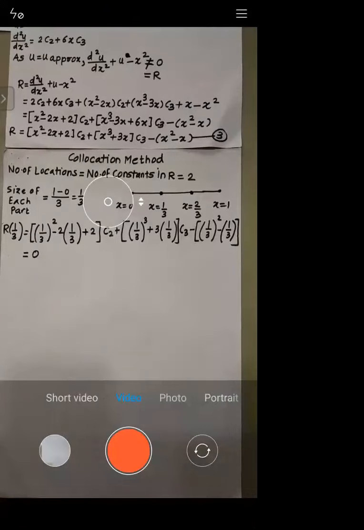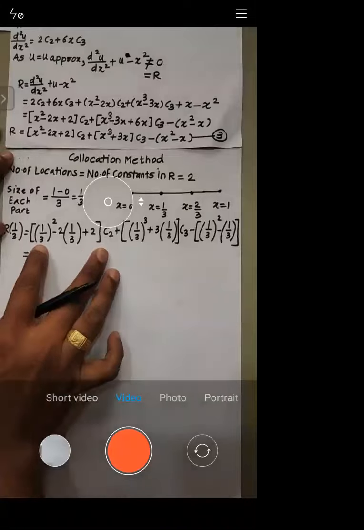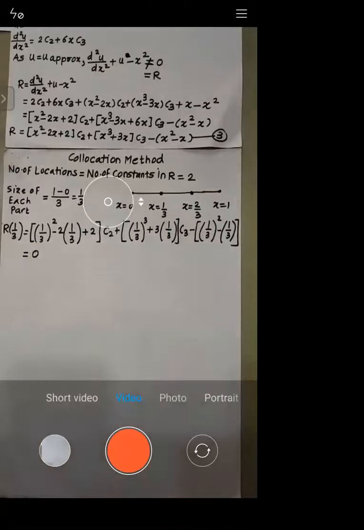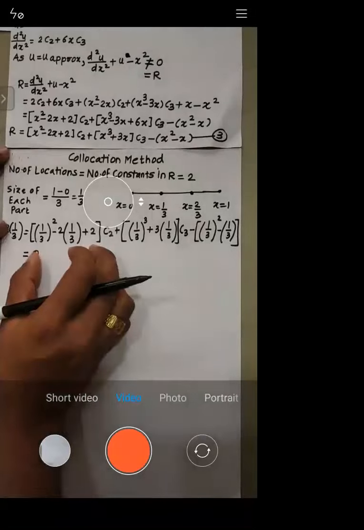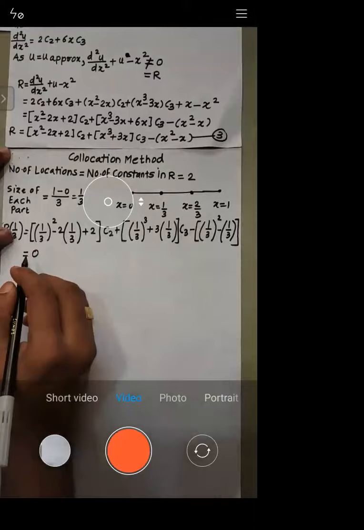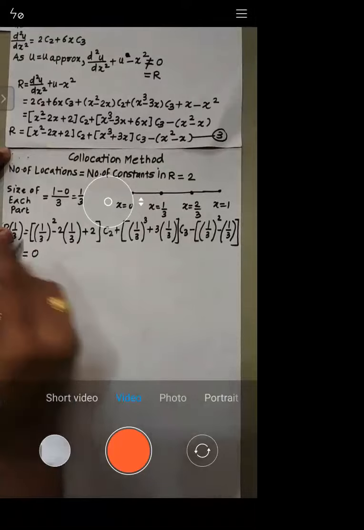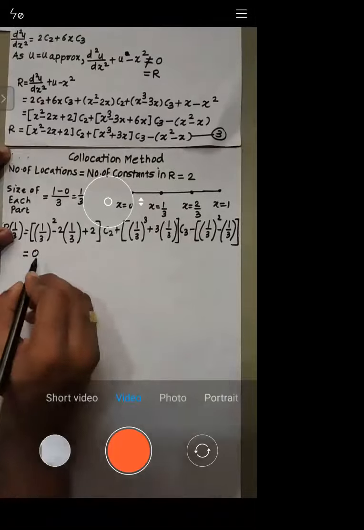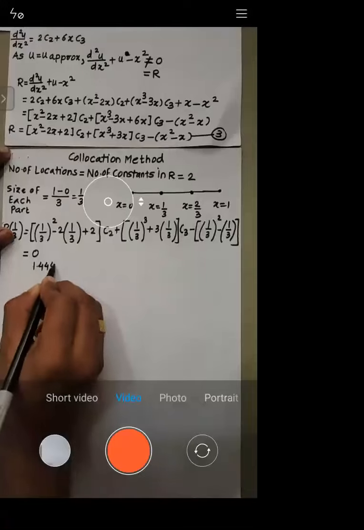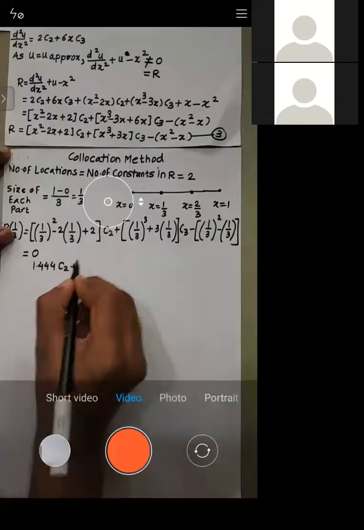Tell me the values of constant. All of you let me know this value. What is the coefficient of C2? Let me know. What is the coefficient of C2? 1.4444. 1.444 C2. Next, plus I'm writing.